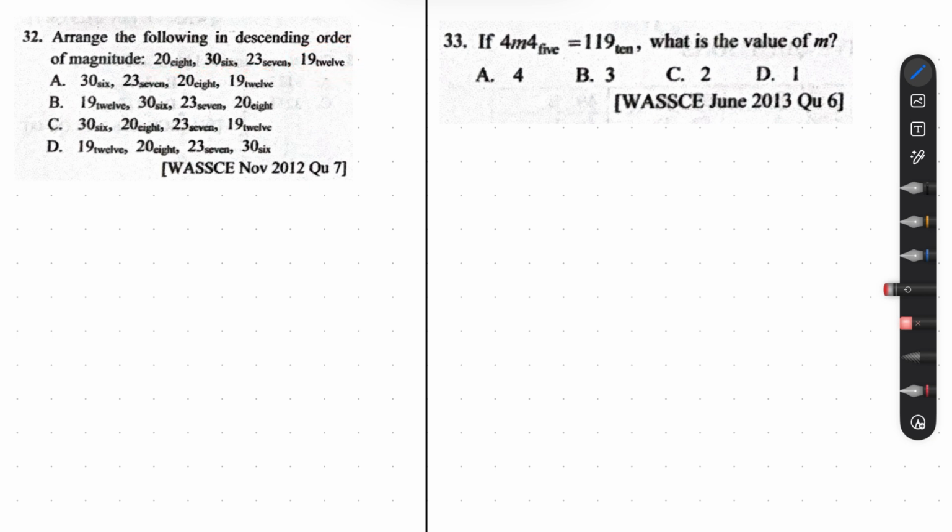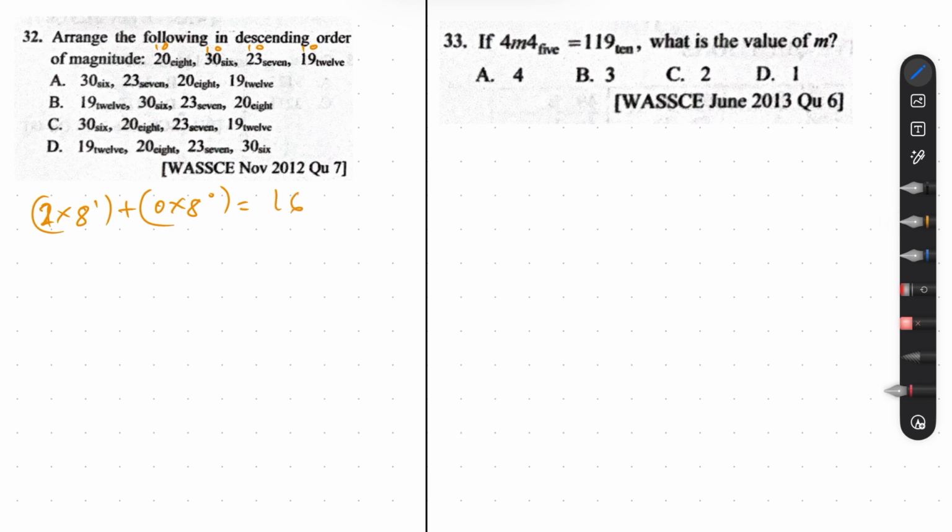Okay, so first let's number our digits: 0, 1, 0, 1, 0, 1, 0, 1. Okay, so the first one is what? 1 times 8 power 1 plus 0 times 8 power 0. That will give us what? Oh no, this is 2, not 1. So this will give us 16. Okay.